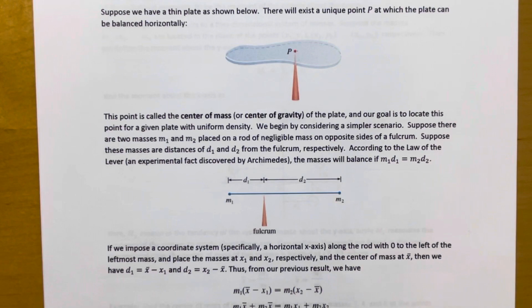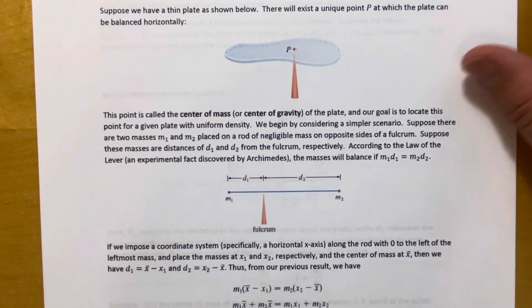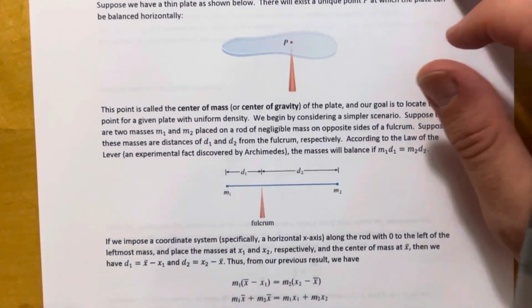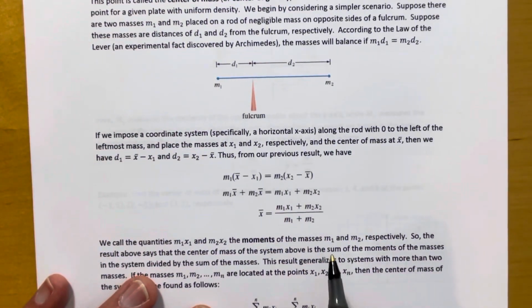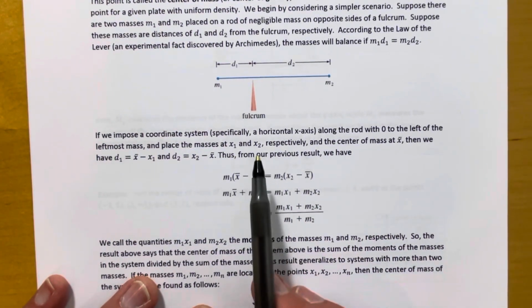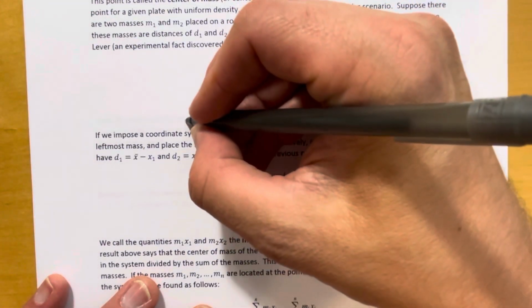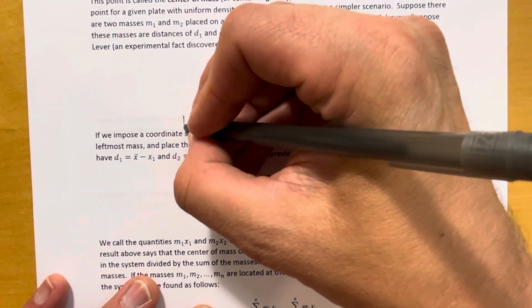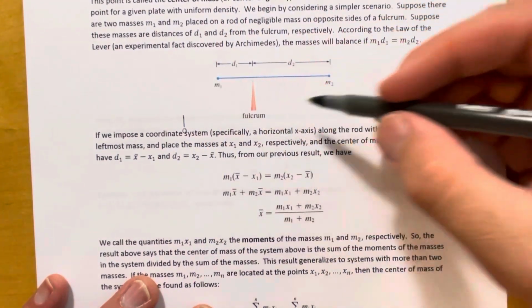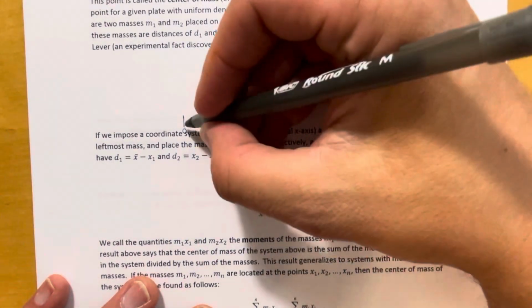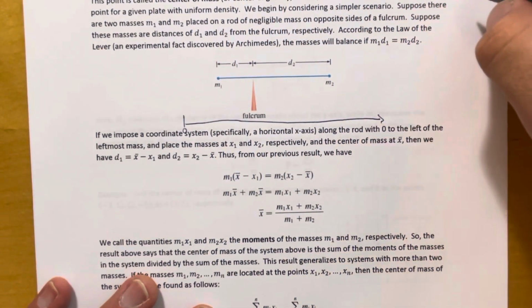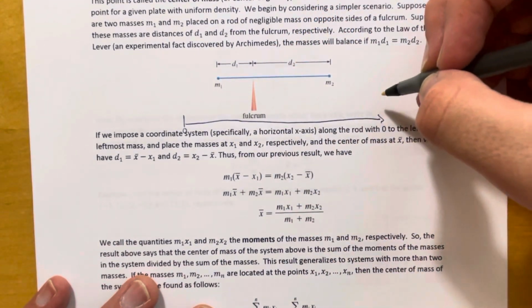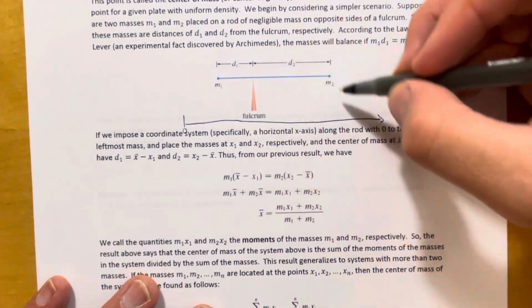Okay, that's the underlying idea there. So now, here's what we want to do. We want to impose a coordinate system on this thing right here. The idea is that we want to create a one-dimensional coordinate system where I'm going to put 0 all the way to the left past this mass M1 right here. And then if I extend this thing in this direction, I want to find locations on my coordinate system for the relevant values here.